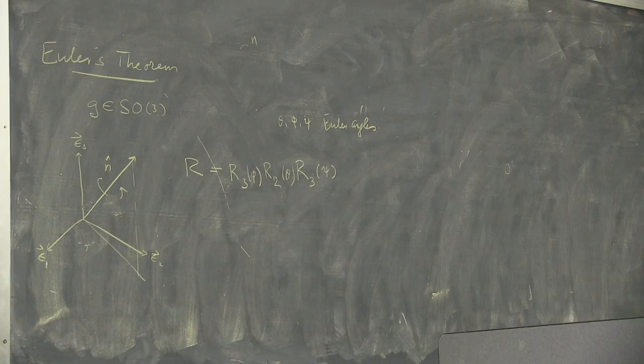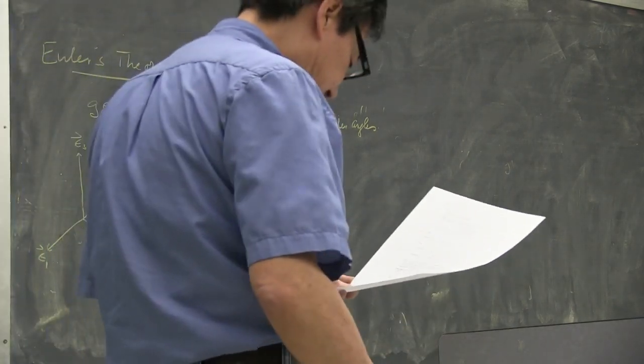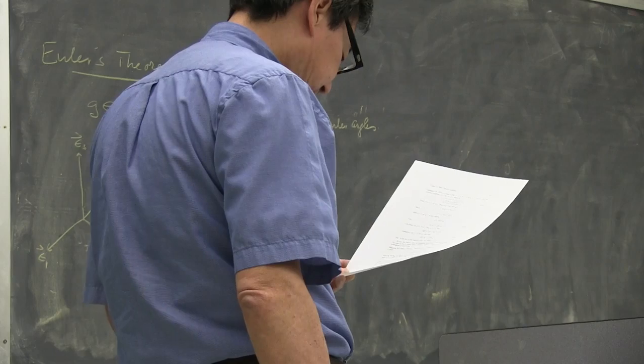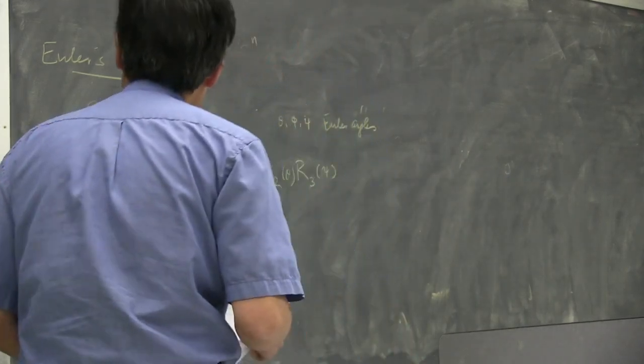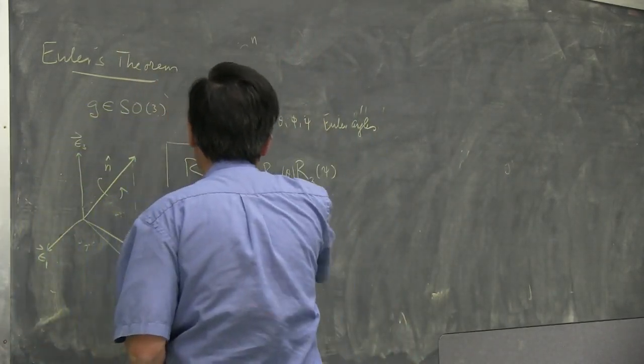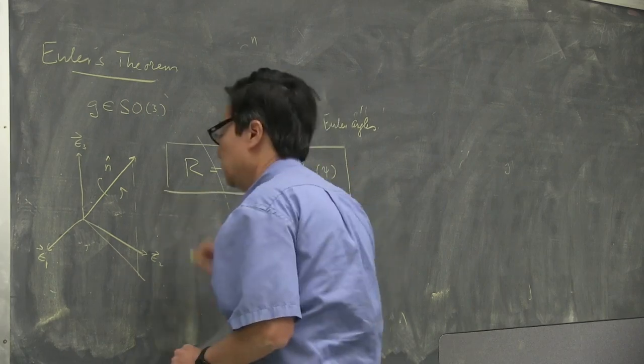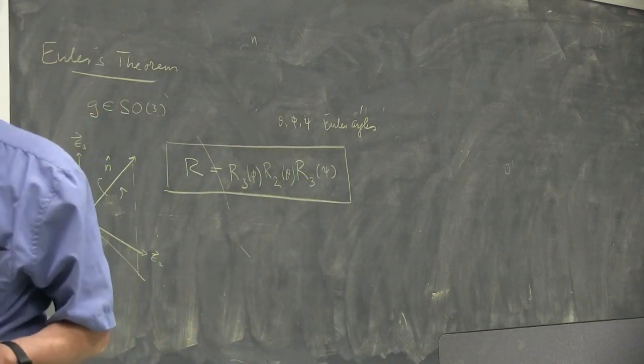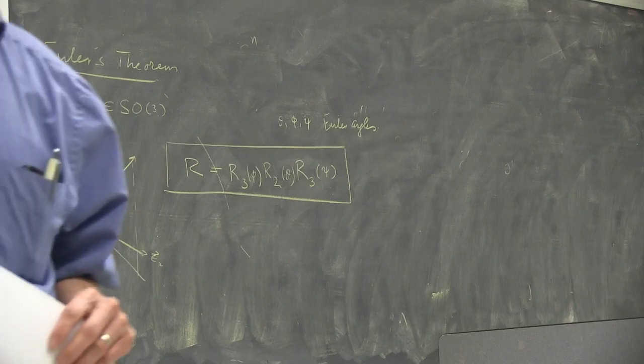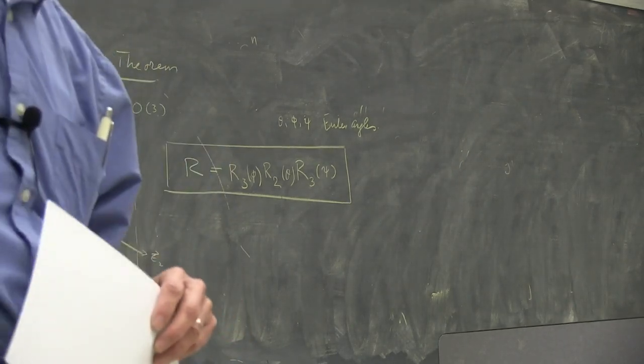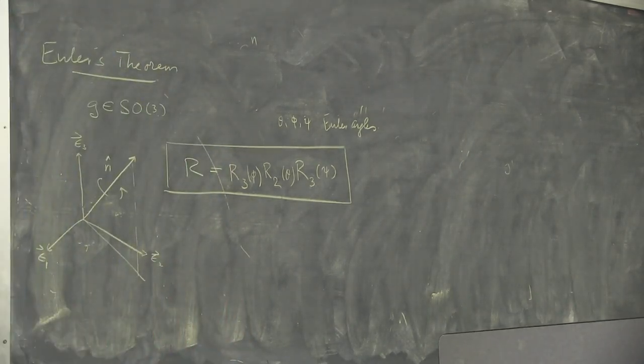is to use Euler's theorem. So this is the theorem. Any rotation whatsoever can be built up out of 3 successive rotations. The first one about a third axis, the second one about a second axis, and the third one about a third axis also. And so far, these are space-fixed axes.